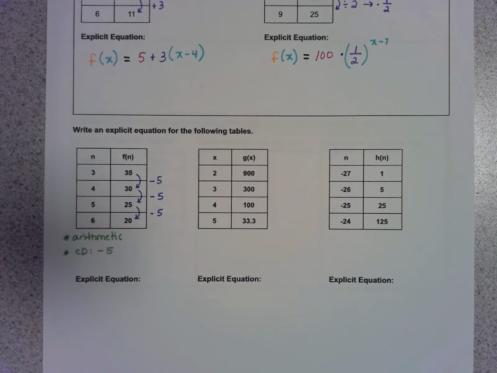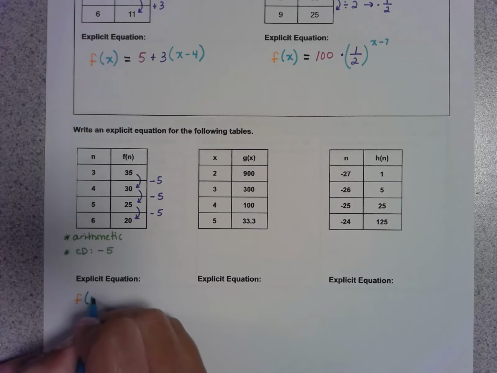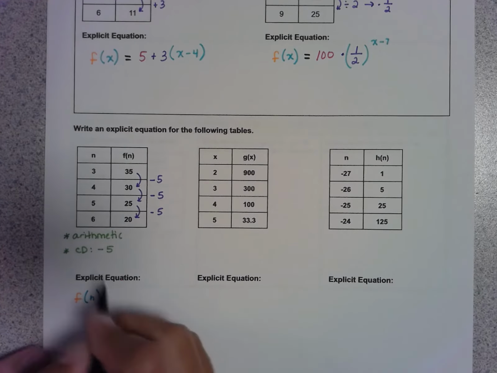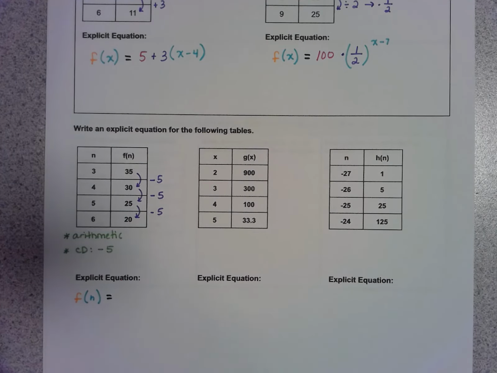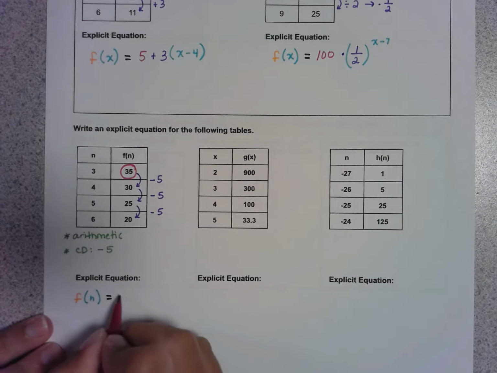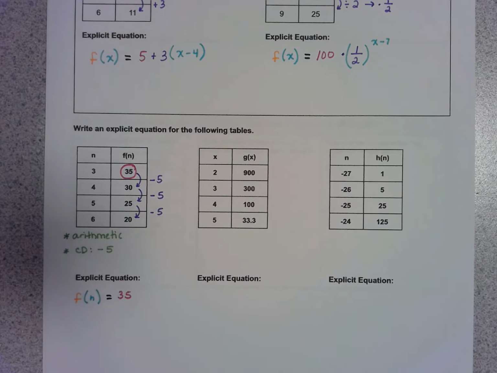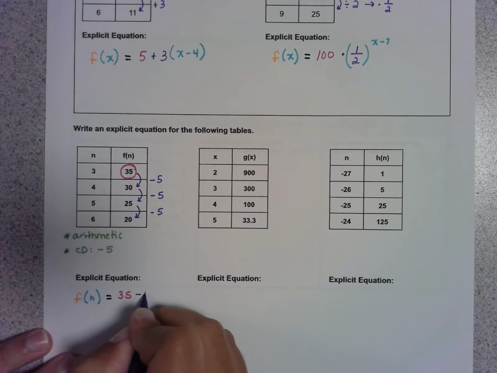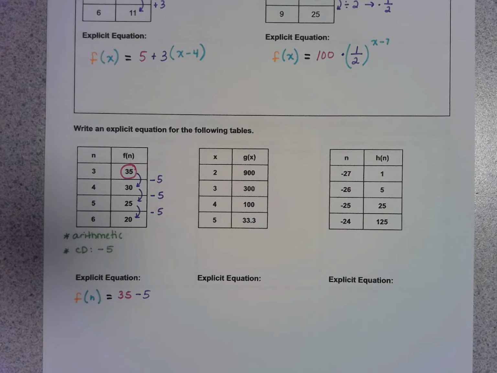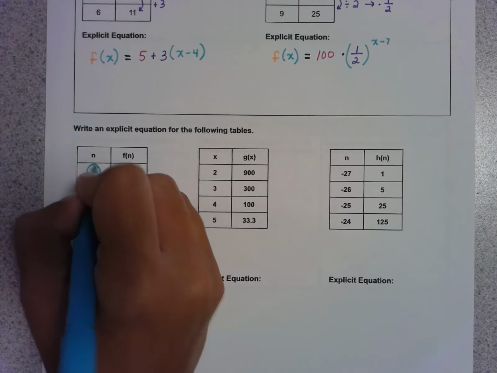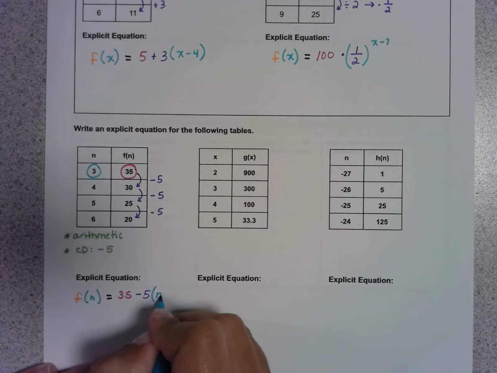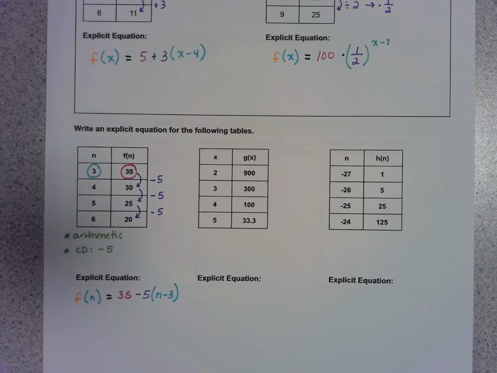So because of that, here's how I'm going to write my equation. F of n is equal to, the table starts with 35, and I'm going to subtract 5. And now I need to adjust my equation because I'm noticing that the table starts at 3. So I'm going to write n minus 3 to get back to 0.